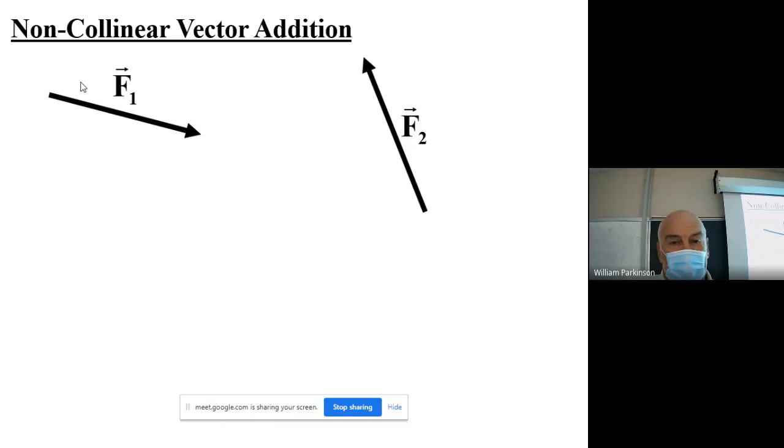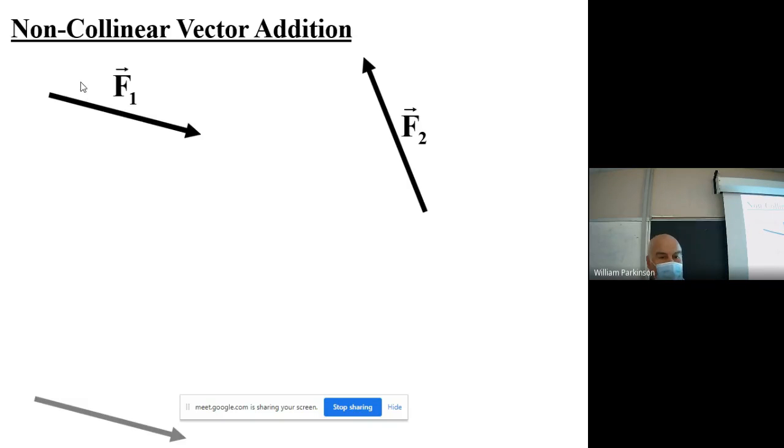Let's take these two vectors, F1 and F2. They are not collinear, meaning they don't lie in exactly the same direction. But what I'm claiming to you is I can still combine F1 and F2. How do you do it? Well, you just transcribe them and put them together.